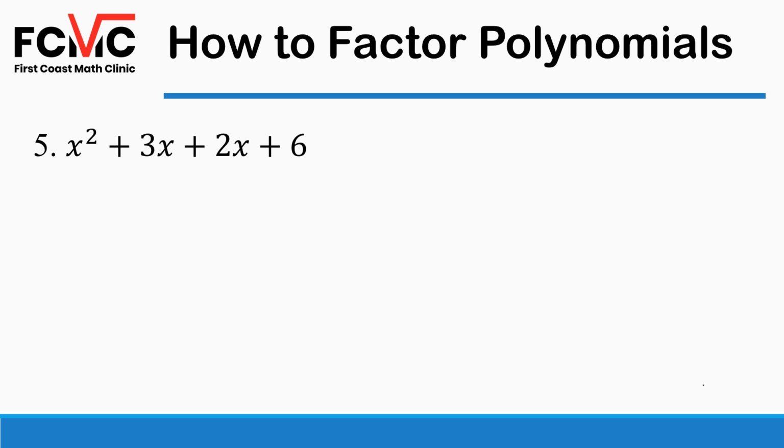Number 5 is x squared plus 3x plus 2x plus 6. And this looks a little bit different than the previous 4 examples in that there's no one GCF that we can pull from each one of these 4 terms, right? So I've got x squared, 3x, 2x, and 6. There's no one common greatest common factor that I could pull from each one of these 4 terms. So I need to factor this a little bit differently.